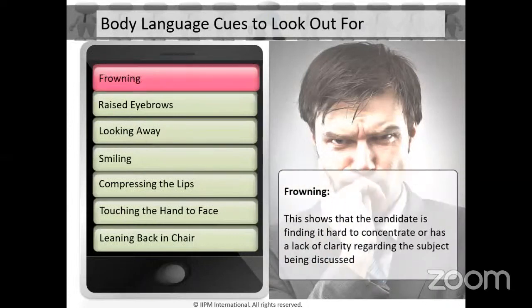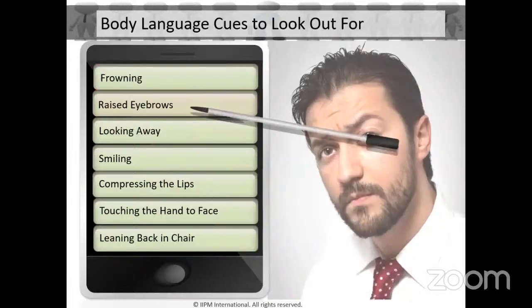When somebody is frowning during an interview, this shows that the candidate is finding it hard to concentrate, or has a lack of clarity regarding the subject being discussed, or something happened to them. Maybe they lost their phone or they had an accident on their way. So you have to find out what it's all about, okay?